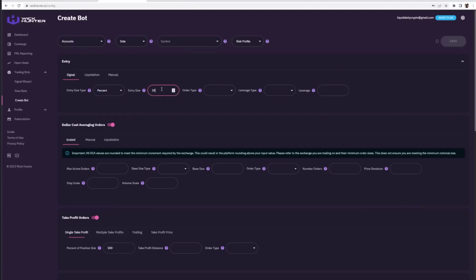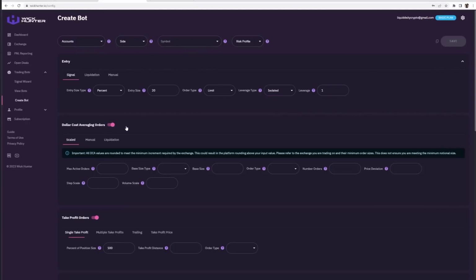The entry size, I'm just going to click 20% of my total account, and the order type can be any of these three options here: market, limit, or post only. Now, typically in my experience, the lower time frame that you go, you're going to have a harder time filling your limit orders. So you might have to click market order, but for now, I'm just going to use a limit order just for this example. And if you don't understand the leverage type, you can just hover your mouse over this icon here, and I'm just going to click isolated. And the leverage, I'm just going to pick 1x.